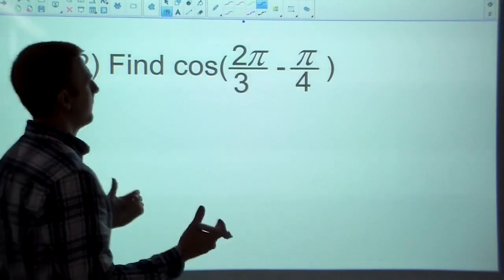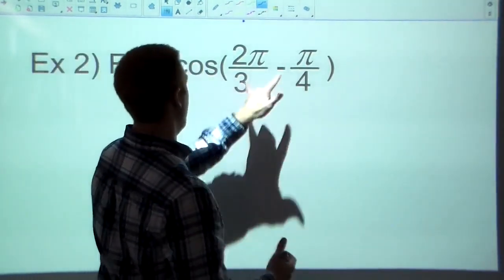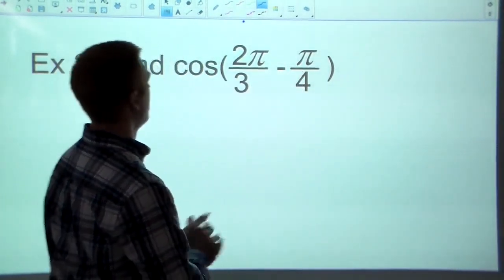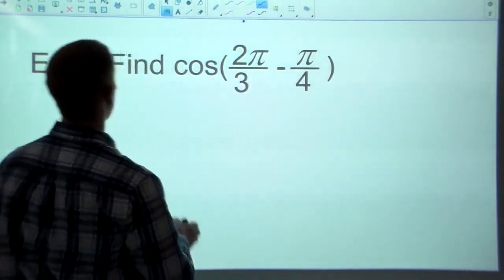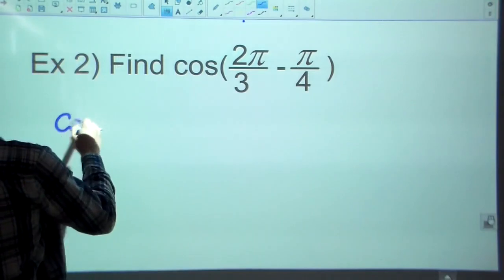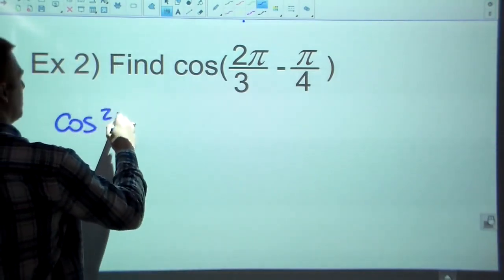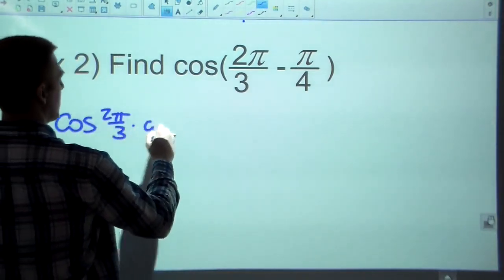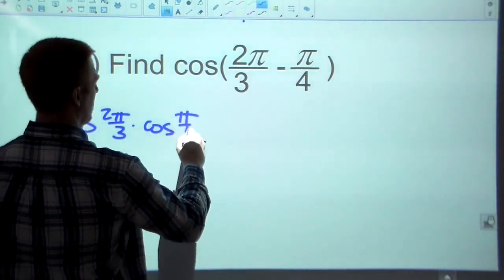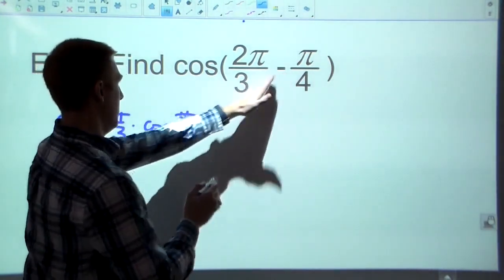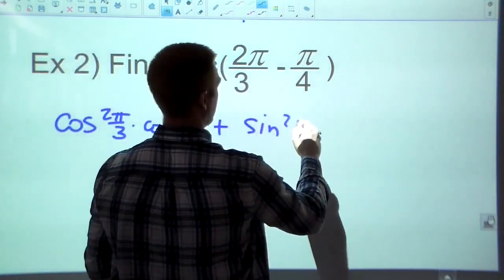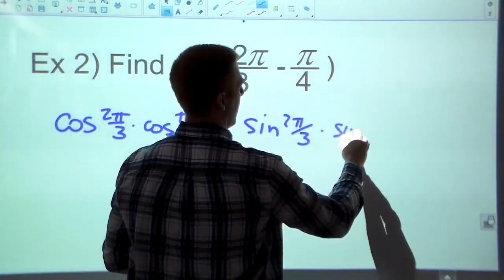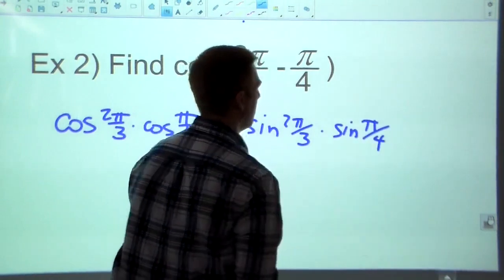So let's say that the angle we're trying to figure out can be defined by subtracting these two unit circle values. So we're trying to find cosine of 2 pi over 3 minus pi over 4. So first up, I'm just going to go ahead and write that out with the identity. So cosine 2 pi over 3 times cosine of pi over 4. Whatever sign here it is here, we're going to do the opposite. And then sine of one angle, 2 pi over 3, times sine of the other angle, pi over 4.